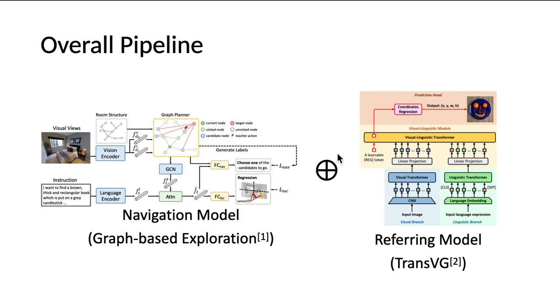The motivation is that we find that simply using an end-to-end navigation and detection model will result in insufficient training of the detection head, since the detection head will only be trained at the correct endpoint in each episode. So here we adopt the baseline model, graph-based exploration, from the original paper of the dataset as our navigation model, and the TransVG model as our reference model. We train them separately and combine them together in the inference stage.